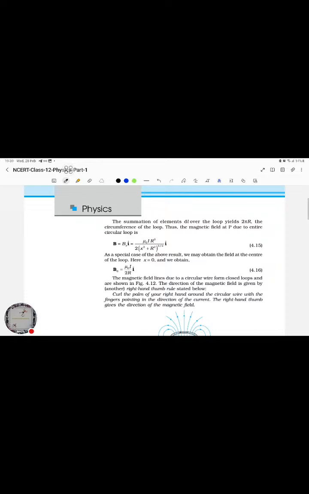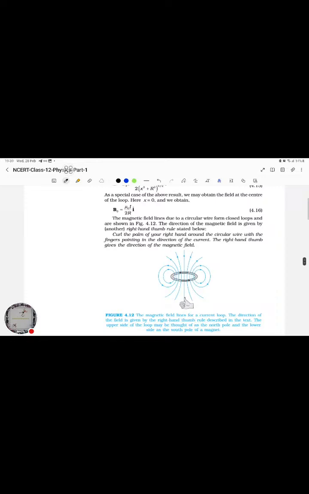So the magnetic field lines due to a circular wire form closed loops as shown. As you can see, if there is a current flowing in the wire in the anti-clockwise sense as shown in this diagram, there will be closed loops of magnetic field occurring.